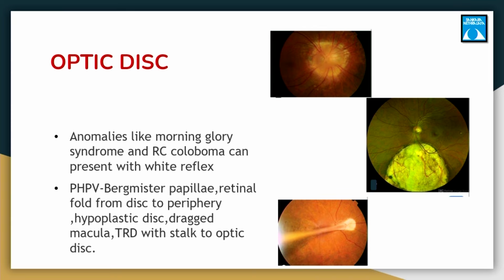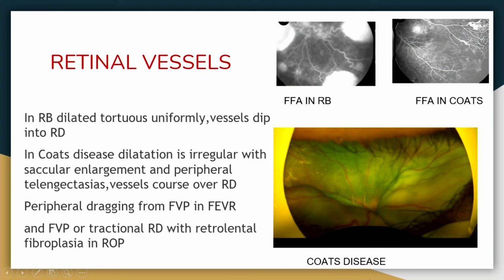In PHPV, we can have the Bergmeister papilla, and we have the fold arising from the disc going to the periphery, or a characteristic fold which goes from the disc all the way up to the lens anteriorly, and there may also be TRD associated with it.